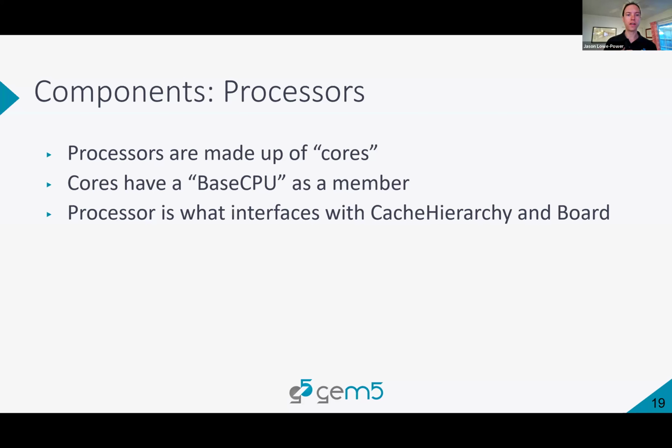One other statement on processors. A processor is made up of a bunch of cores. Each one of these cores has a base CPU, which is the actual C++ model. And then the processor in the standard library is what allows you to interface between those cores and the cache hierarchy and the board when we're doing full system simulation.